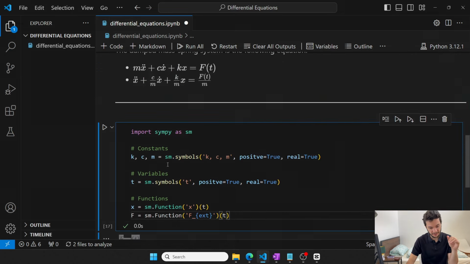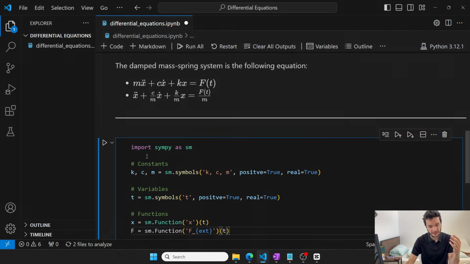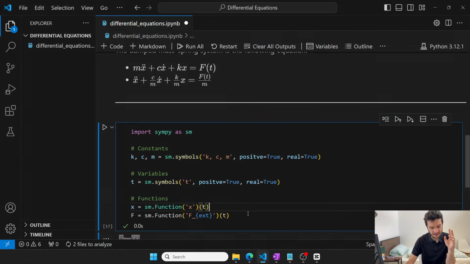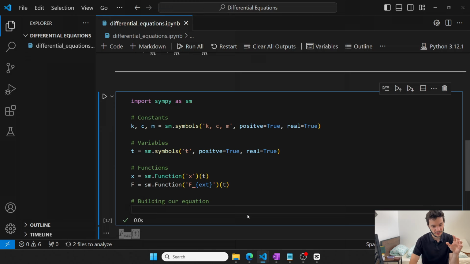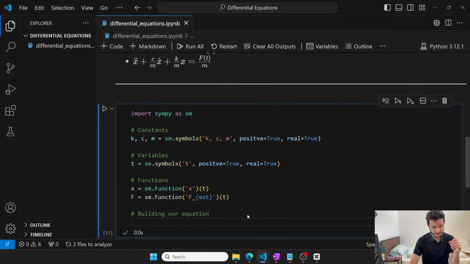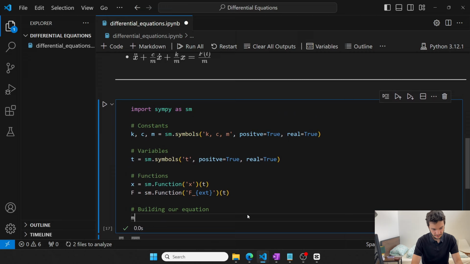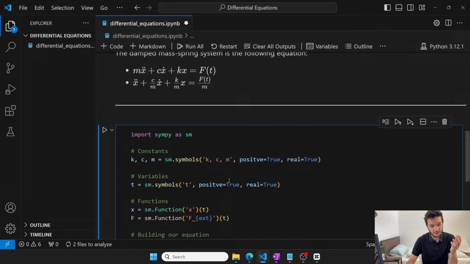Okay, so now we have our constants, variables, and functions. We can finally start building up this equation. But you will notice something. You'll see here, we have a first derivative in time, and then we have a second derivative in time. Now, you have two choices. You can either define it as it is. For example, here I can say that my equation is equal to. The way you want to define this equation is put everything to one side so that you have something equal to 0.